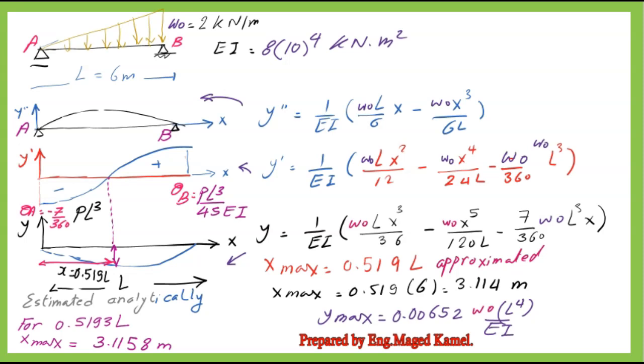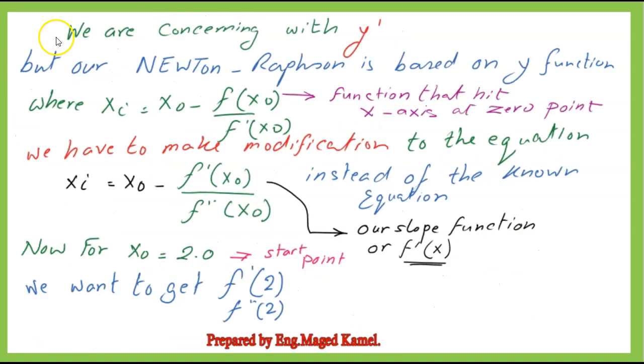We want to utilize the Newton-Raphson method to get the location, or the X max value, numerically. We will move to the next slide. In the next slide, we can see the Newton-Raphson method: X sub i equals X naught minus f of X naught divided by f dash of X naught. But this equation is suitable when the f of X intersects with the X axis. So we have a root in the X.